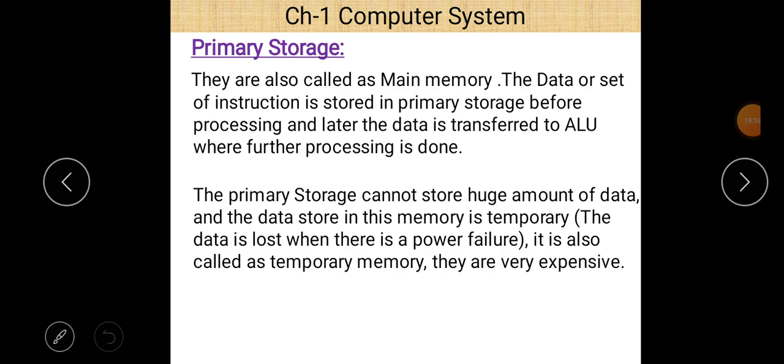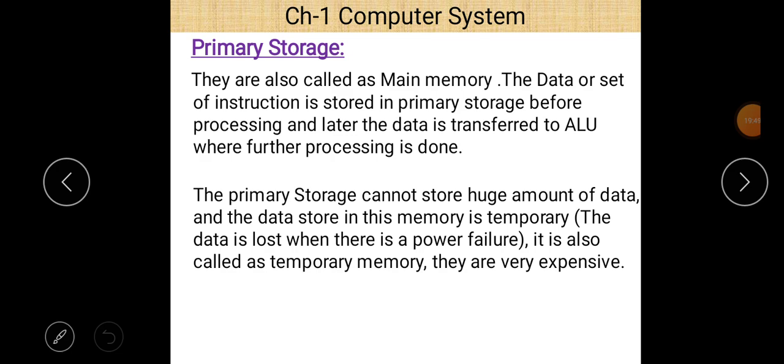Second thing is, it is a volatile memory or a temporary memory, meaning data is stored temporarily, for some period of time, and only when the power supply is on. When there is a loss of power supply, primary storage is not capable of storing the data. And third important thing, these are small in size when we compare them with secondary storage, and they are very expensive as compared to secondary storage. So this is a basic difference between primary storage and secondary storage.